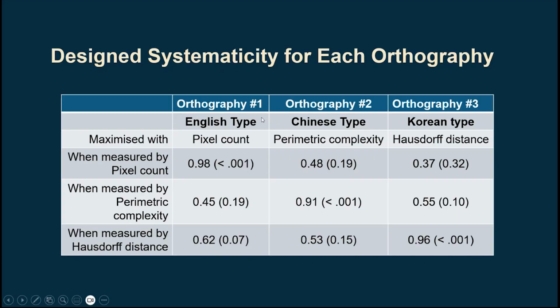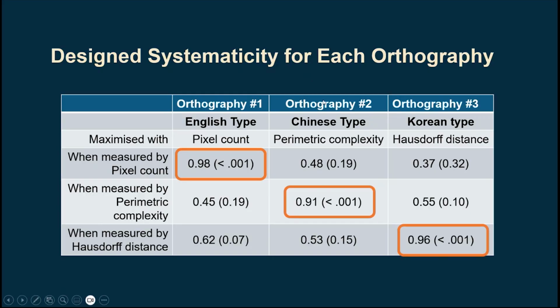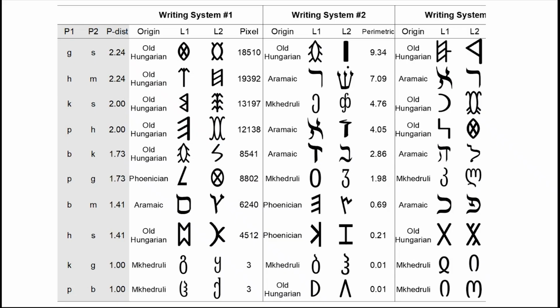For example, orthography 1 was designed to have English type systematicity, which is maximized only by pixel count. The second orthography I designed to have Chinese type systematicity, which is maximized using parametric complexity only, not with others. And Korean type systematicity was maximized by Hausdorff distance only, not with others. Okay, and this is a writing system I created for the experiment.